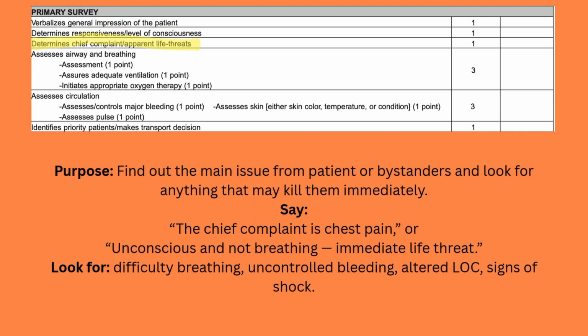Now we can determine the chief complaint. So we find out the main issue from the patient or bystanders and look for anything that may kill them immediately. Say the chief complaint is chest pain, or he's unconscious and not breathing, immediate life threat. Look for difficulty breathing, uncontrolled bleeding, altered level of consciousness, or signs of shock.